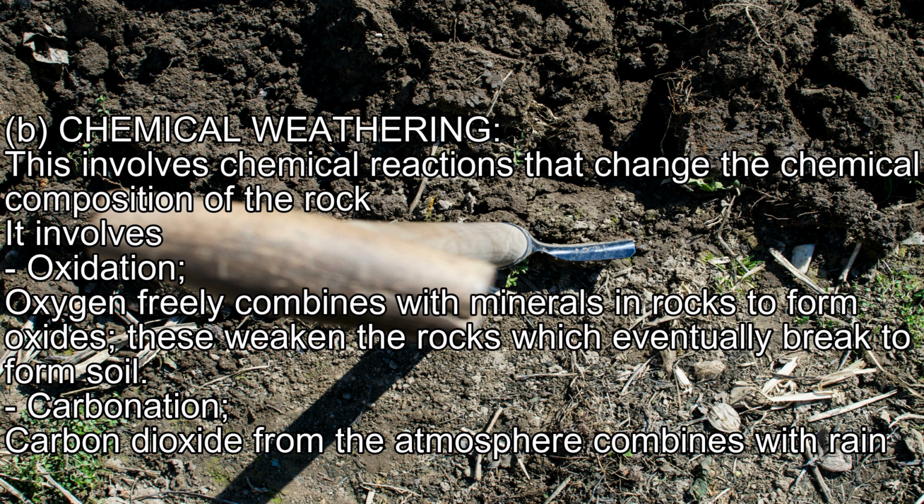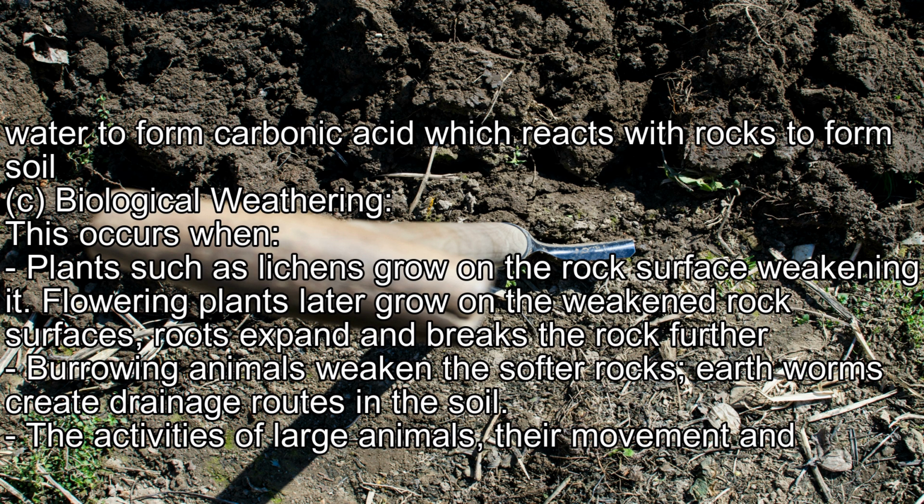Carbonation. Carbon dioxide from the atmosphere combines with rain water to form carbonic acid, which reacts with rocks to form soil. Biological weathering. This occurs when plants such as lichens grow on the rock's surface, weakening it. Flowering plants later grow on the weakened rock surfaces. Roots expand and break the rock further. Burrowing animals weaken the softer rocks. Earthworms create drainage routes in the soil.